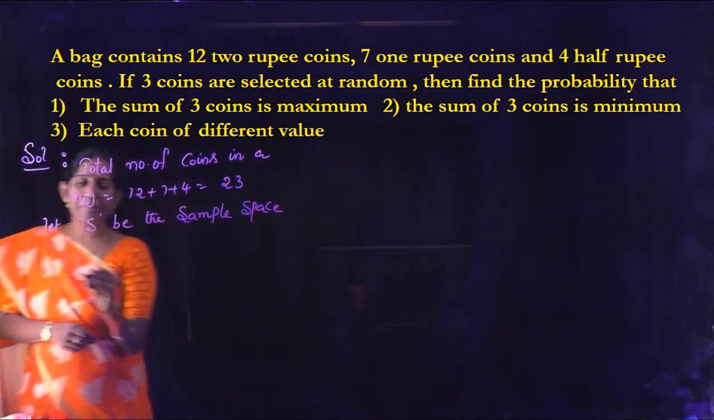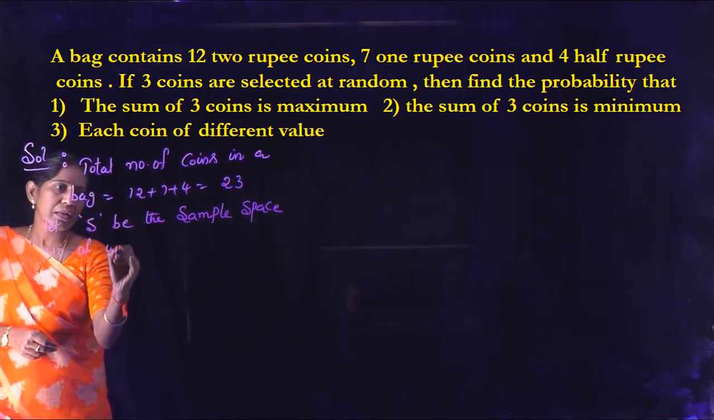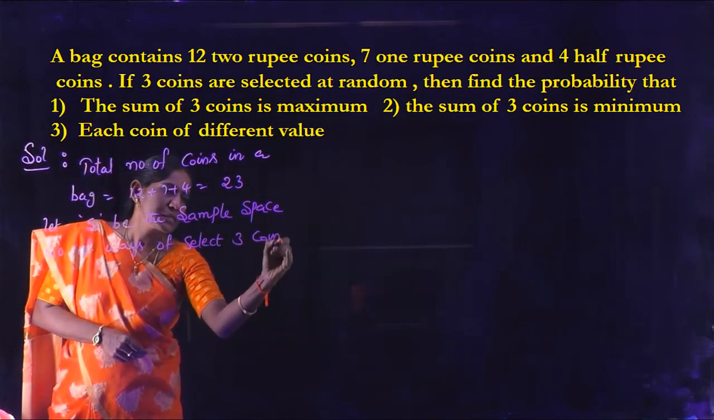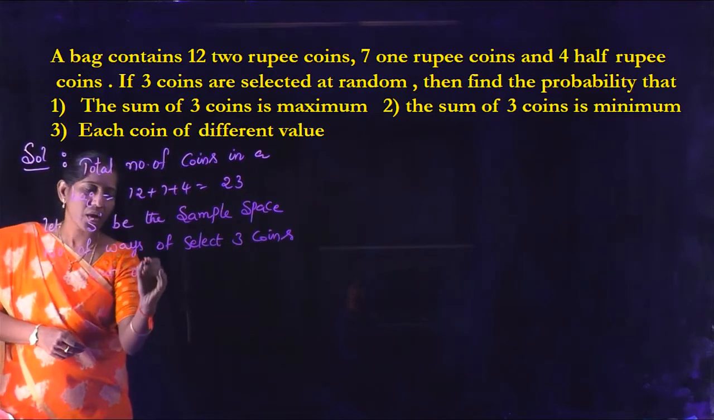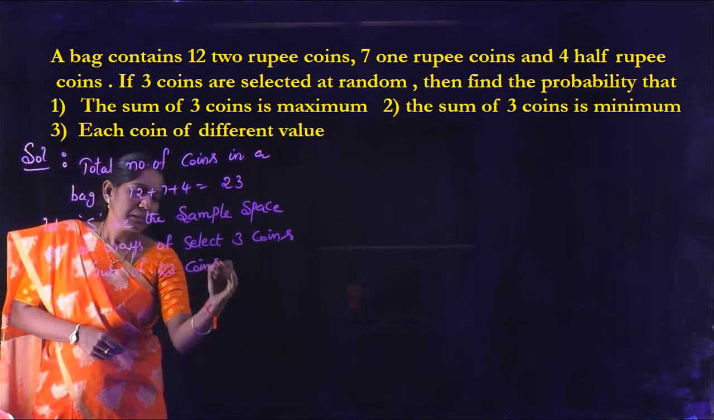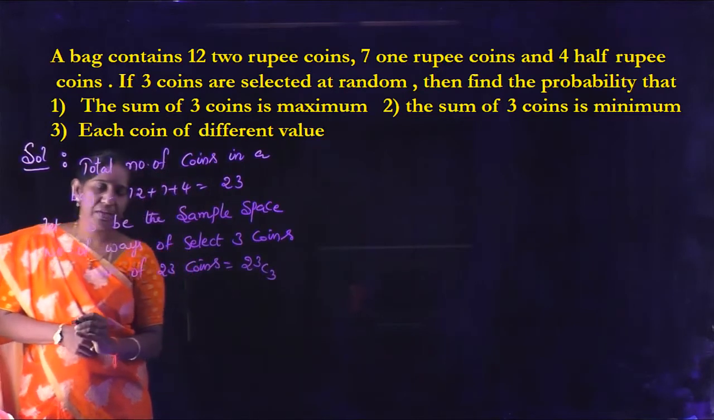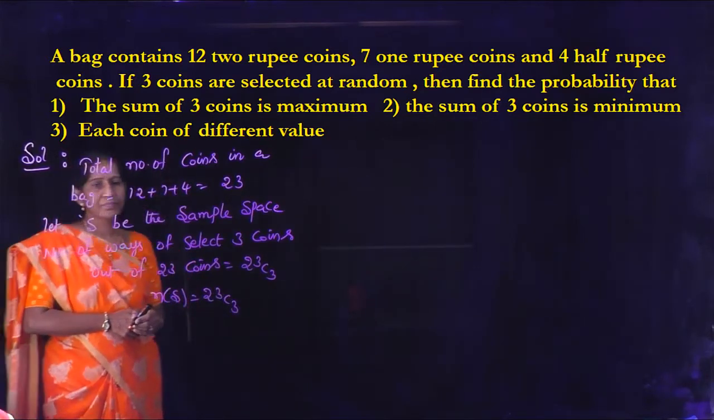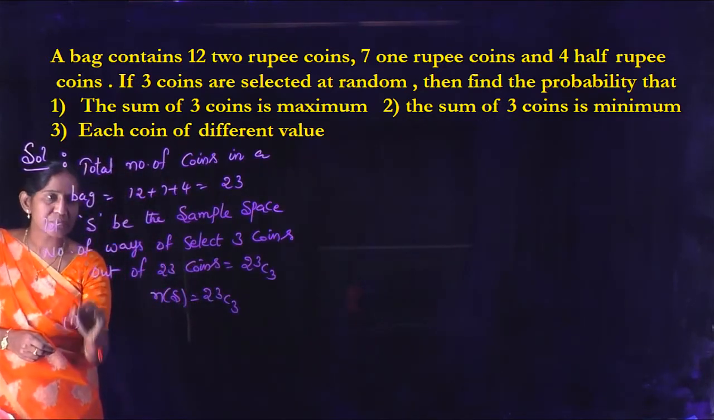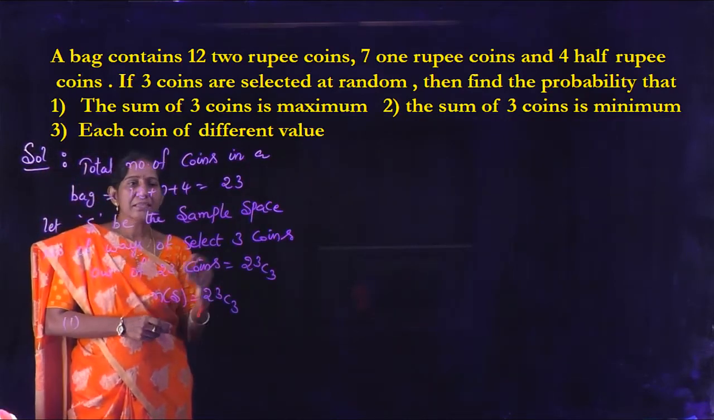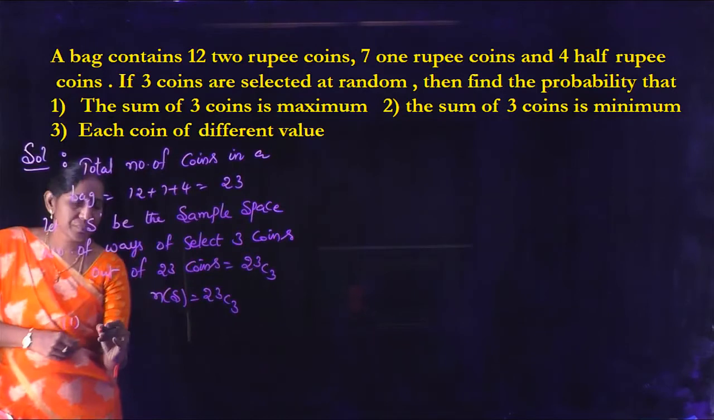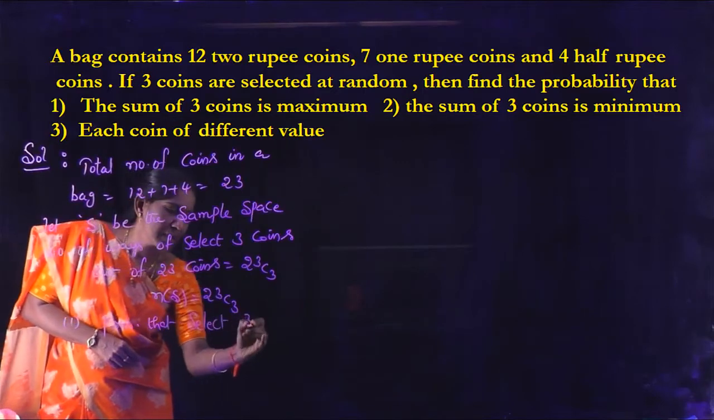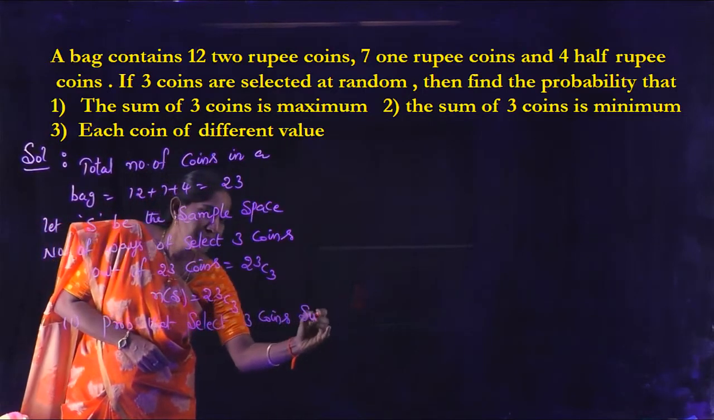The number of ways of selecting 3 coins out of 23 coins is 23C3 ways. Therefore, n of S equals 23C3. So first, in this problem, we have to find the probability that the 3 coins selected have the maximum sum.